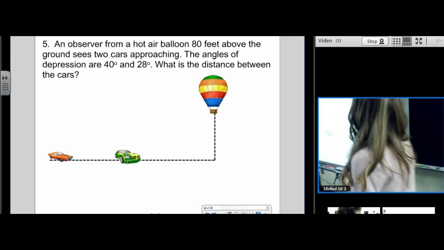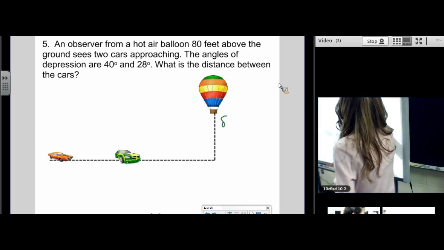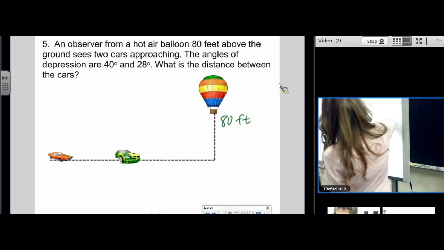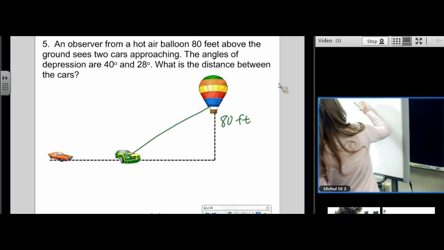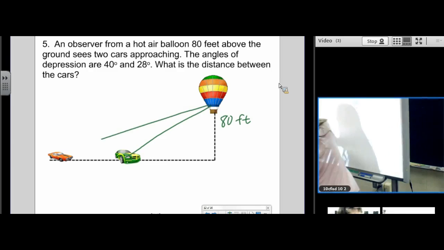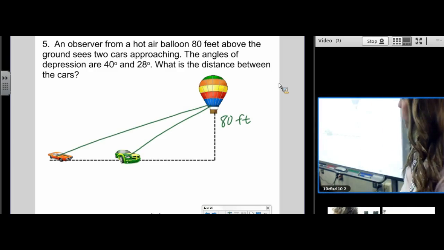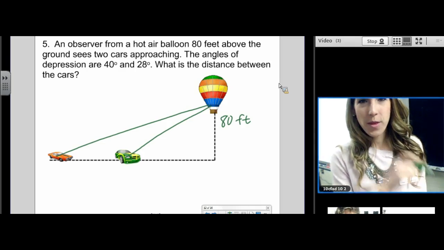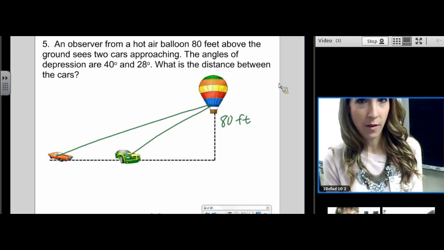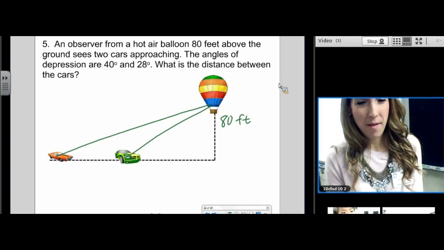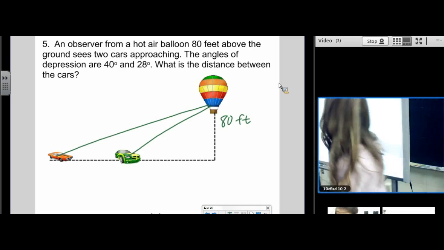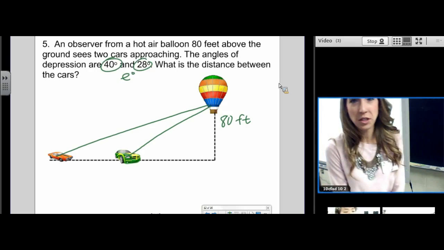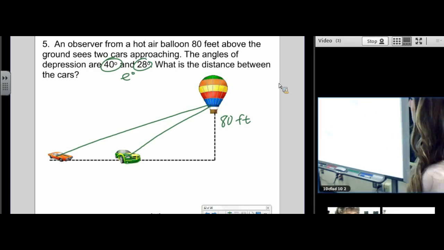How high in the air is it? It is 80 feet. Two cars are approaching. So he sees two cars approaching. So line of sight and line of sight. Now the angles of depression are 40 and 28. Now we know that the angle of depression is congruent to the angle of elevation. So in this picture, I'm actually just going to put these numbers in the angle of elevation's spot. You are allowed to do that and encouraged to do that sometimes, okay?